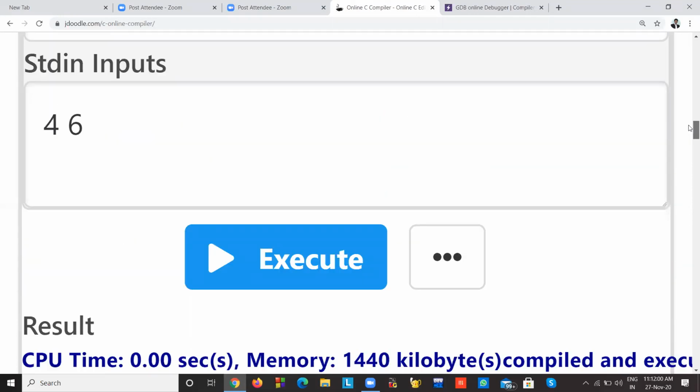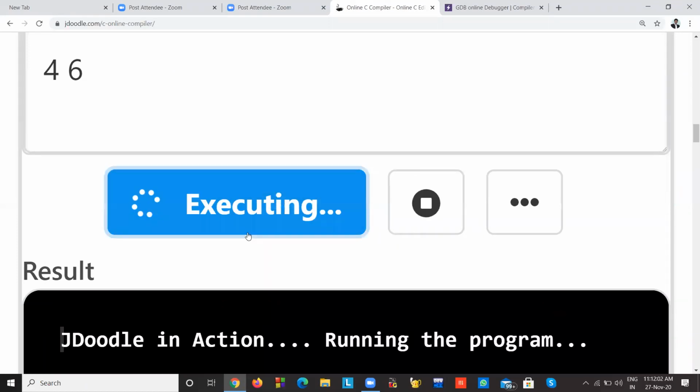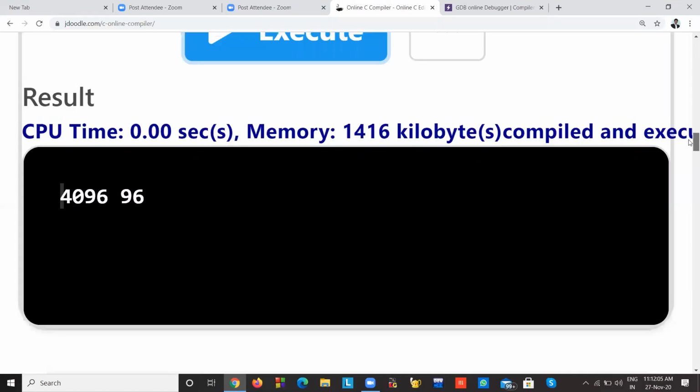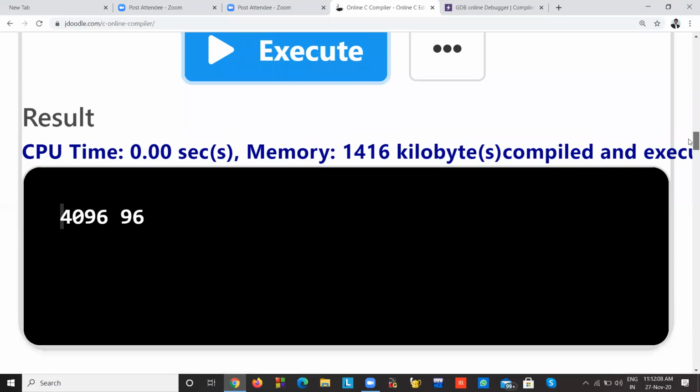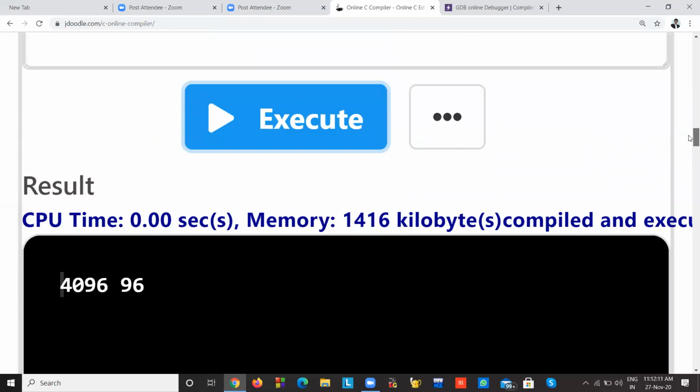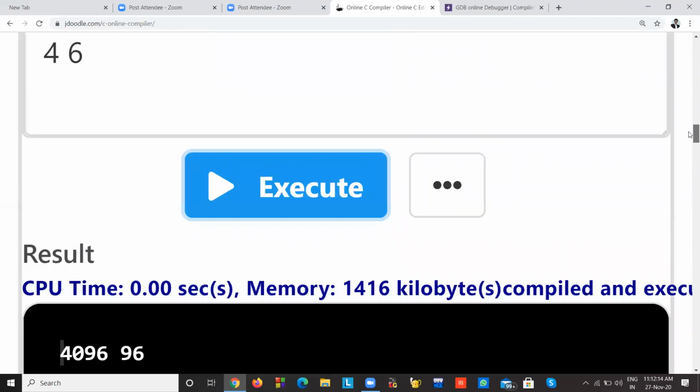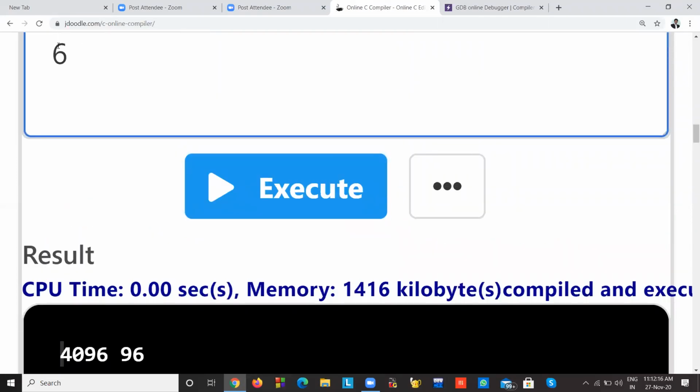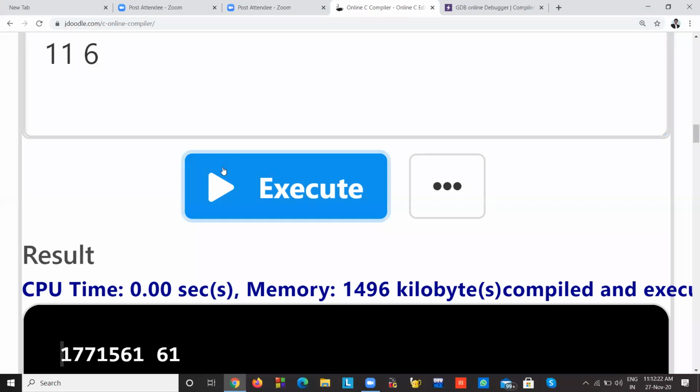Okay, so let me take 4 and 6 once again. When 4 is multiplied 6 times, it is 4096, and mod 100 will give the last 2 digits, 96. Okay, yeah. So let me take 11 power 6. So 11 power 6 is 17,71,561. What is mod 100? Mod 100 means last 2 digits, 61. Okay. Okay, yeah. So this is another thing.